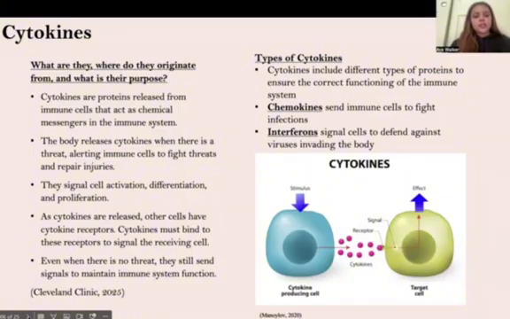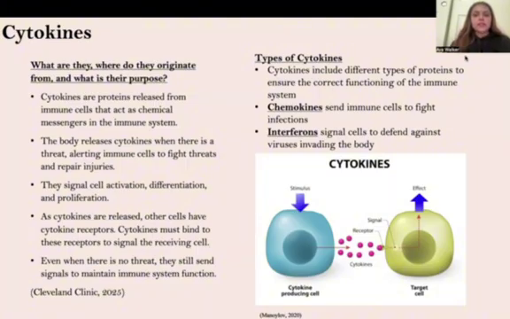As cytokines are released, other cells have cytokine receptors. These cytokines must bind to the receptors to signal the receiving cell. Even when there is no threat, they do still send signals to maintain immune system function. Types of cytokines. Cytokines include different types of proteins to ensure the correct functioning of the immune system.